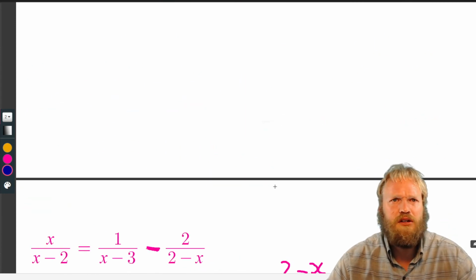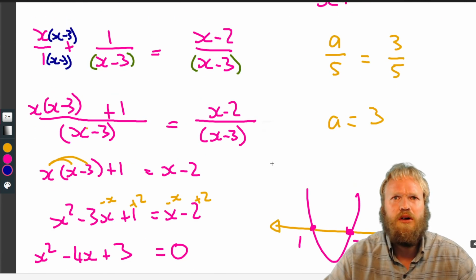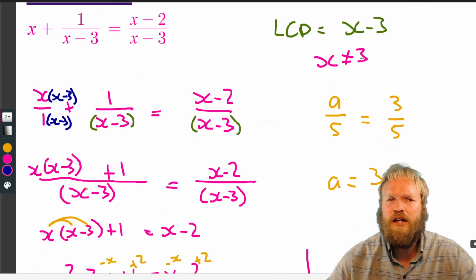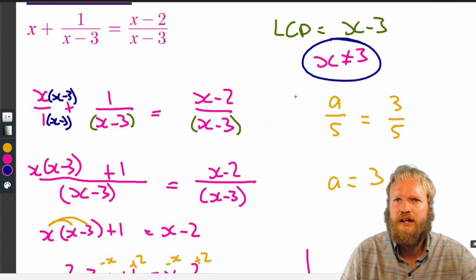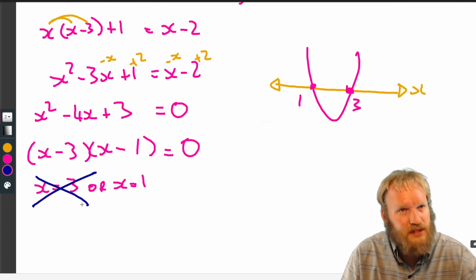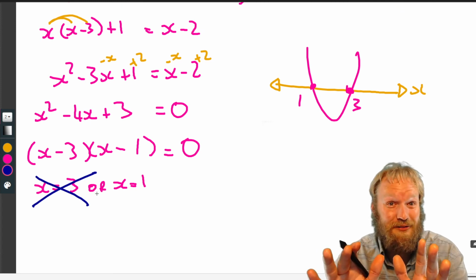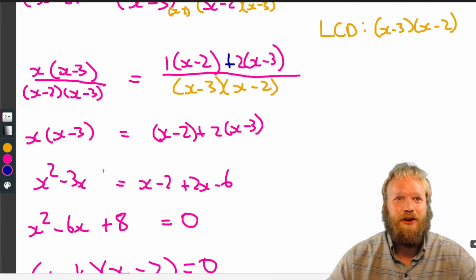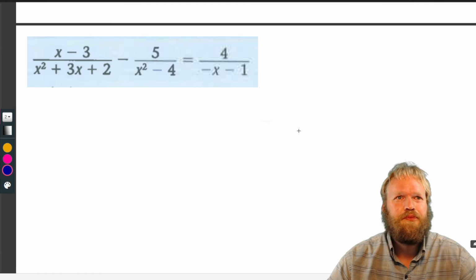Okay, let's see. Did we miss something in the previous one? x can't equal 3. Wait a second. We said x can't equal 3, and then at the end we said x equals 3. No, it doesn't. So keep an eye out for that. I'm not going to draw the parabola for that one.